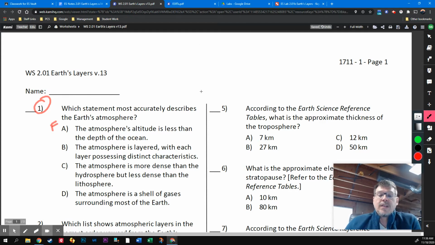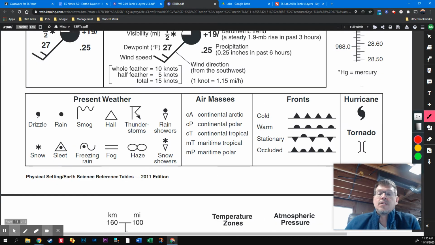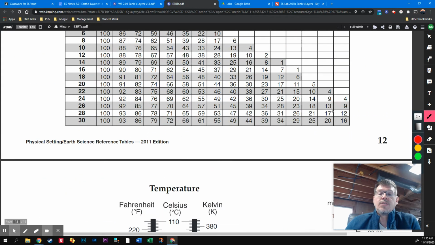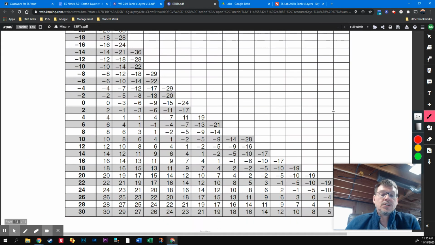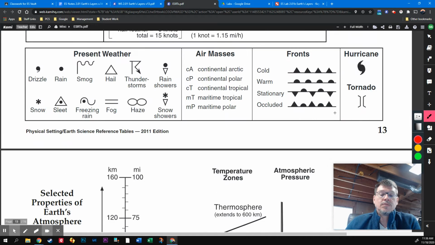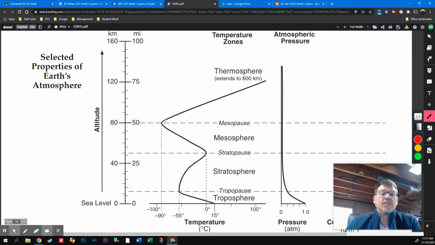Next: the atmosphere is layered, with each layer possessing distinct characteristics. If I go to the reference tables on page 14, these are the charts for the atmosphere, right here. It says selected properties of the Earth's atmosphere. There are most definitely different layers, all with their different properties.